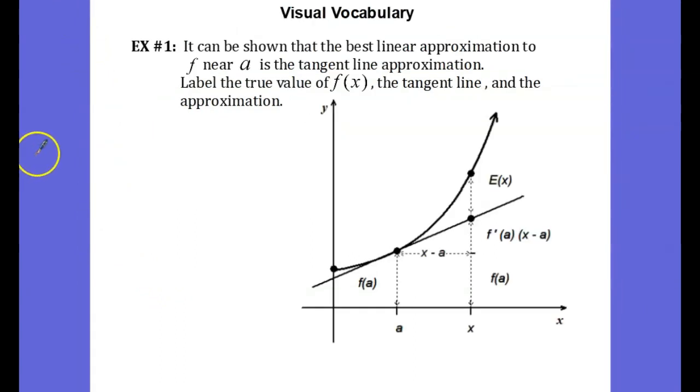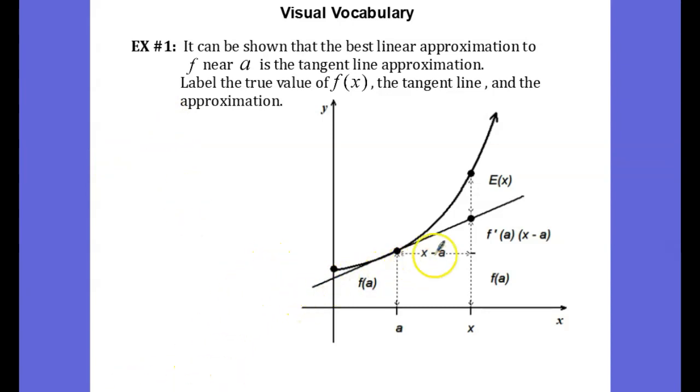Example 1 says that it can be shown the best linear approximation to f near a is the tangent line approximation. Label the true value of f of x, the tangent line, and the approximation. Okay, let's begin by labeling the tangent line.